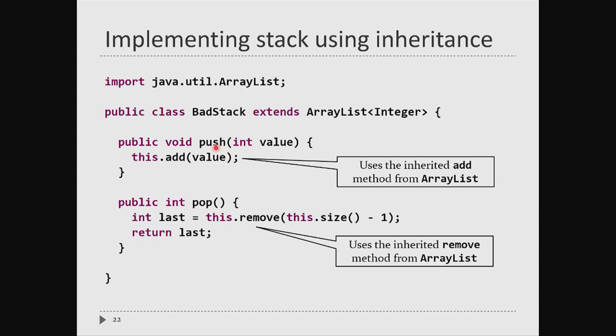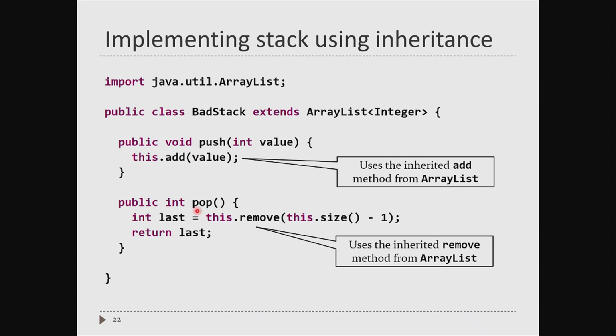Okay, how do I push an element onto a stack? Well, I add the value to the end of the list. Bad stack extends array list says bad stack is a list. What does that mean? It has all the list methods, so you just call add. So this add value and you're done. There's push.